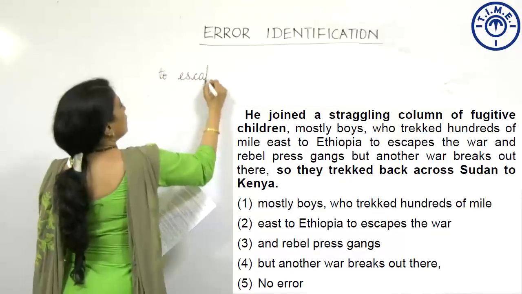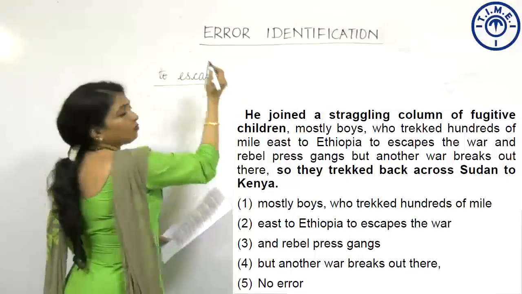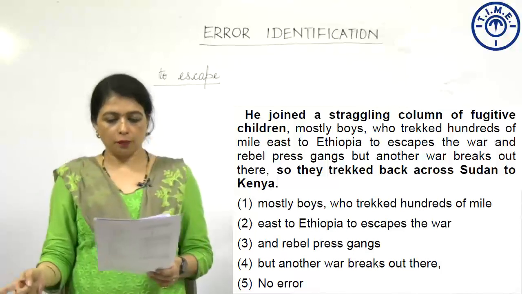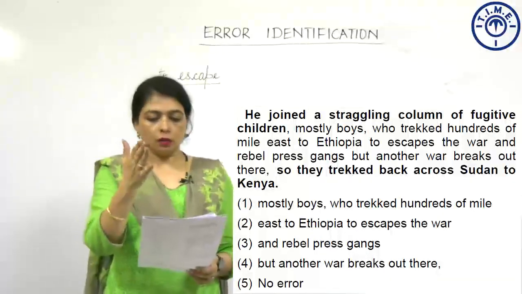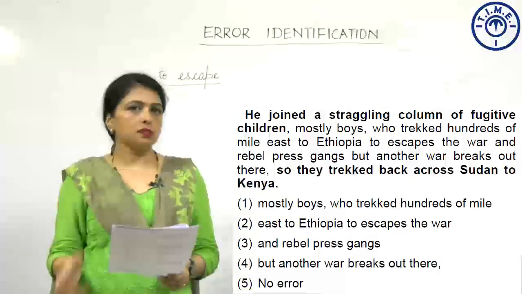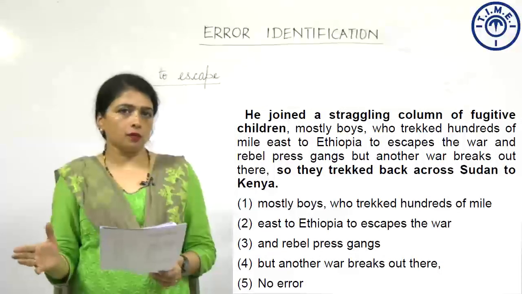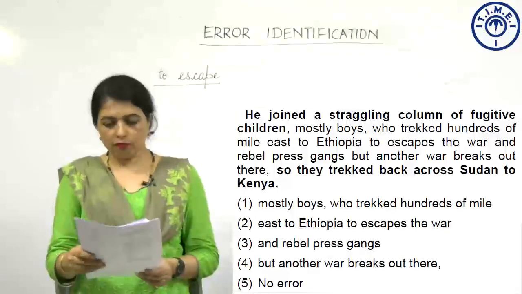To plus escape, and any to infinitive is always in the singular. It cannot be "to escapes." So, we correct it to "escape" and understand that this part also is erroneous. And rebel press gangs. Well, this appears to be correct, fine.